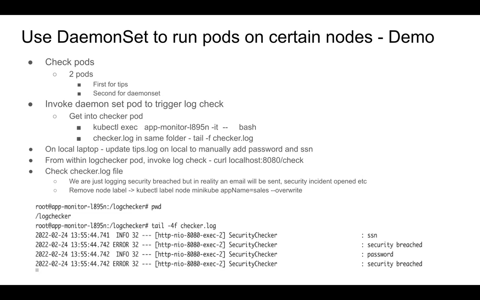But let's say you change the label in the node to the value which is the same as the node selector on the daemon set. The moment you change it, the daemon set will get started on that node, and after that you will see one extra pod running on that node, and that pod will be for the daemon set. So that's how it works.